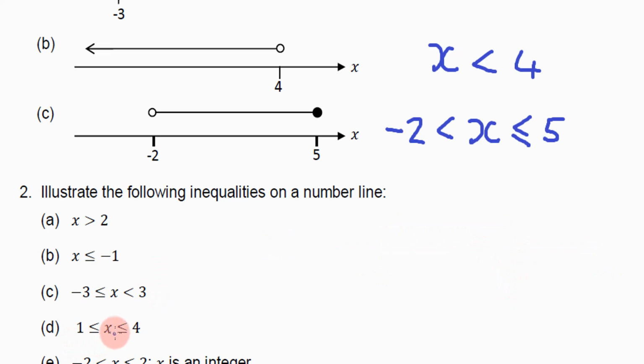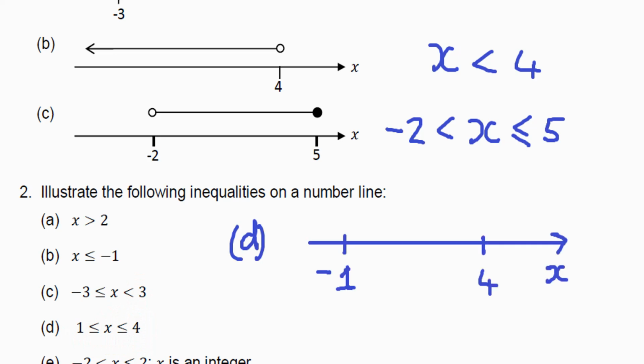In D, x is greater than or equal to -1, but less than or equal to 4. So we know that x is between -1 and 4, and therefore we need a line between the two numbers. x also includes -1 and 4, so we need dots at -1 and 4.